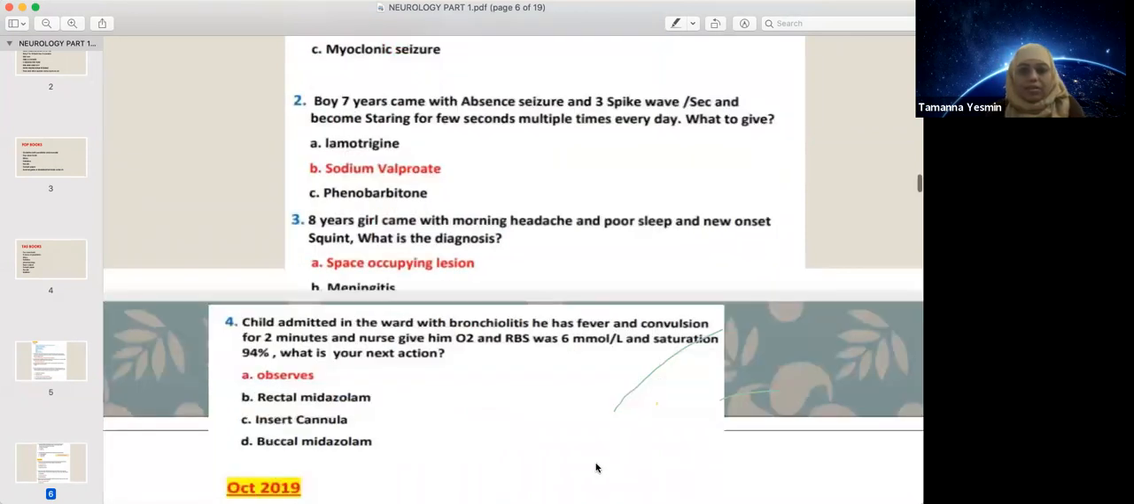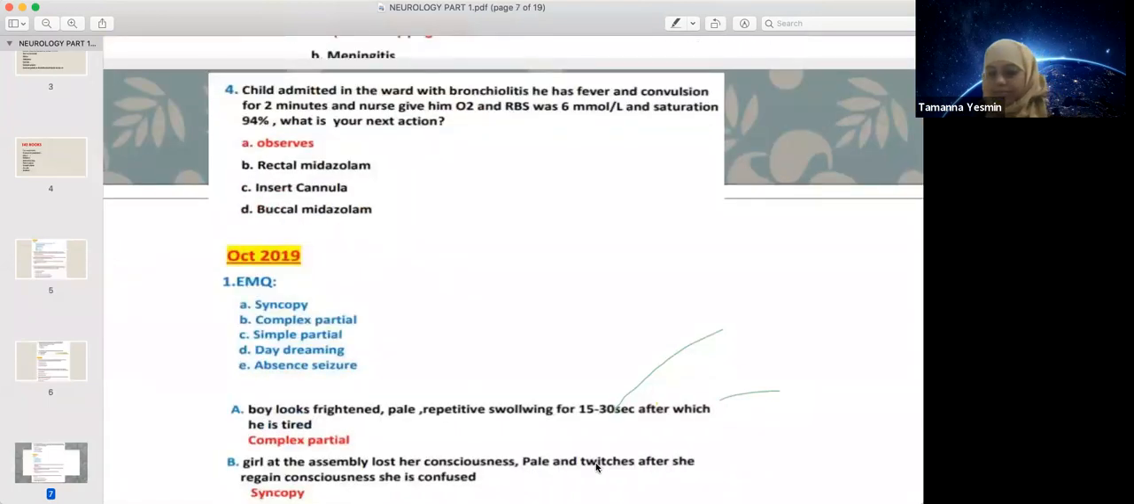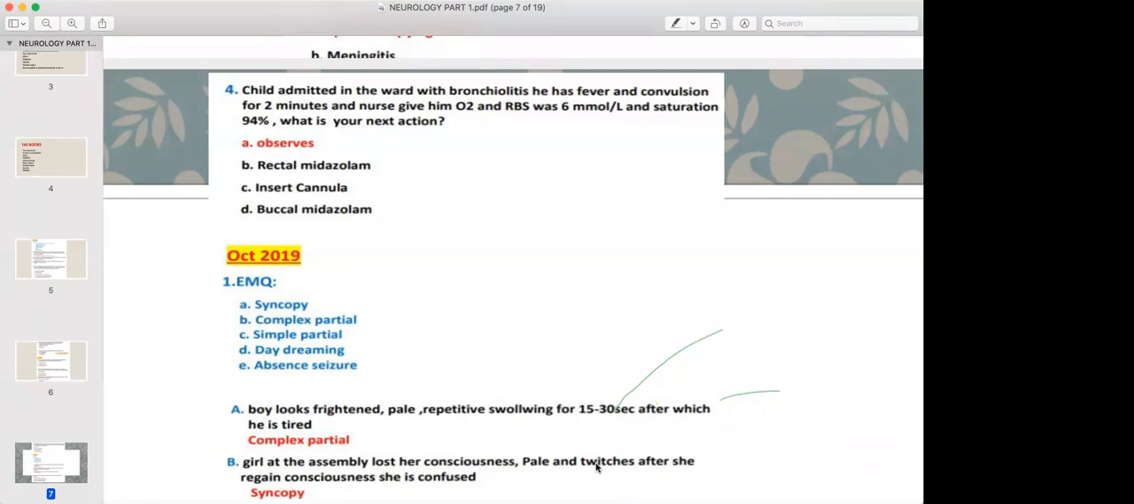Okay. So the next question is, a child admitted in the ward with bronchiolitis and he has fever and convulsion for 2 minutes. This question was asked by one doctor: if the convulsion is for 2 minutes at home or at hospital, what should we do? A hospital admitted child, their protocol is different. But when the child is at home, we teach the parents not to give midazolam spray until 5 minutes pass, or the child is not stopping seizure, or if the child is having some red flags.